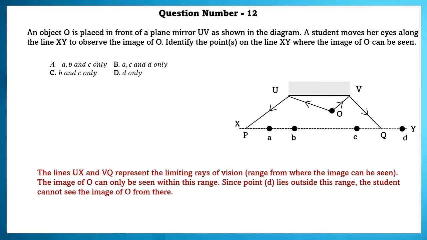The lines UX and VQ represent the limiting rays of a vision range from where the image can be seen. The image of O can be seen only within this range. Since point D lies outside of this range, the student cannot see the image of O from there.